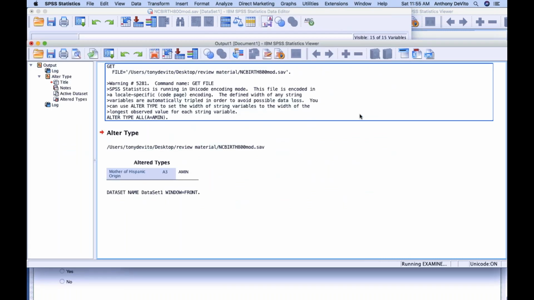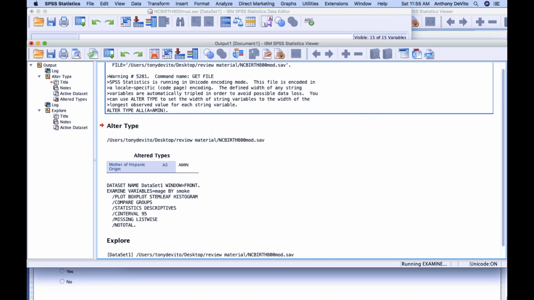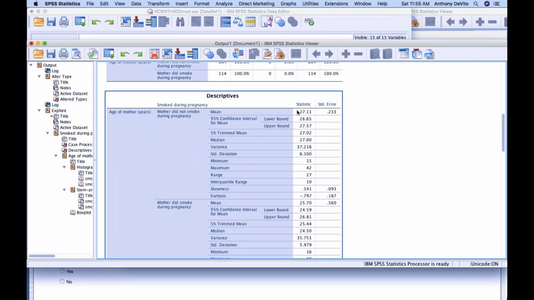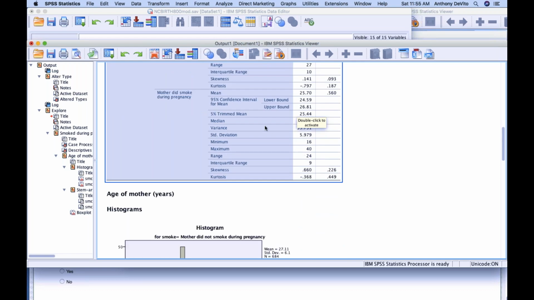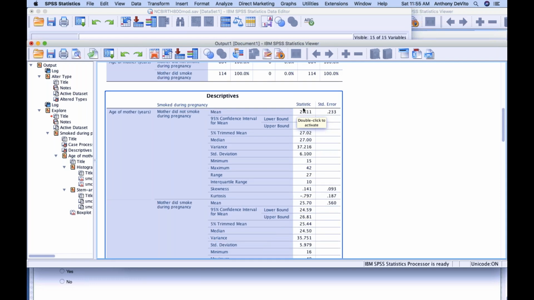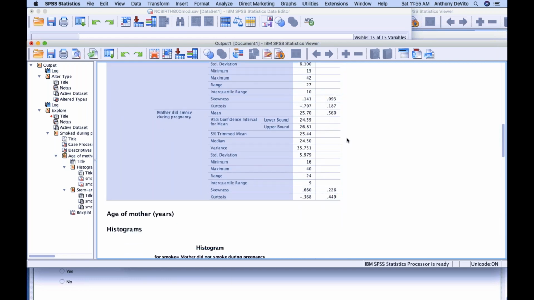So now we're trying to see if these two groups are skewed. Okay, so let's take a look at this. One clue is, what's the mean? 27.11. What's the median? The median is, where is it here? 27. They're pretty close, the mean and the median pretty close to each other. Okay, what about for the mothers who did smoke? Or did not smoke? 25 did not, but did smoke rather.